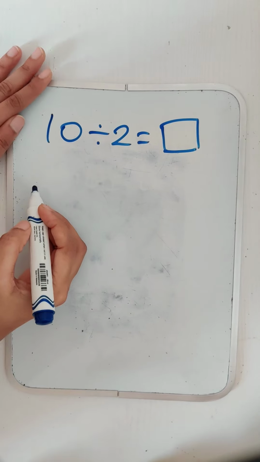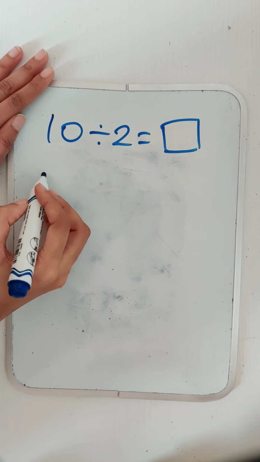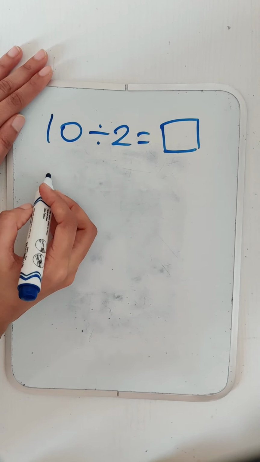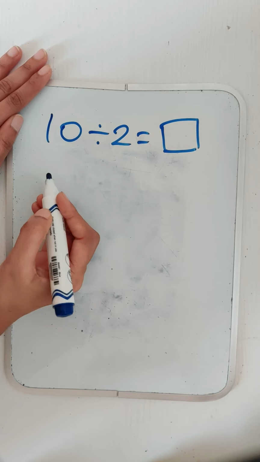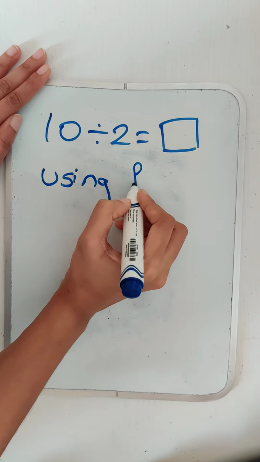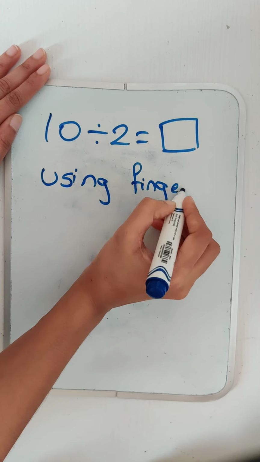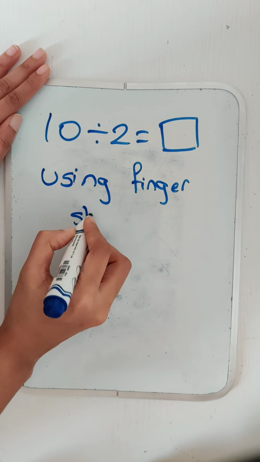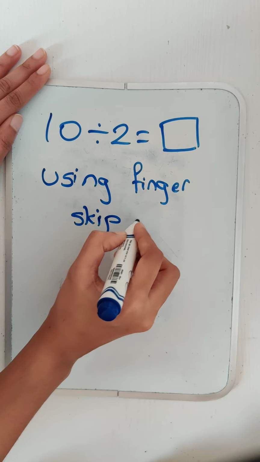Now one more strategy, which is the skip counting strategy. Okay, if you're really good at it, you can do this. So the skip counting strategy is using your fingers. Okay, so you can use your fingers for this strategy. It is also known as a skip counting strategy.